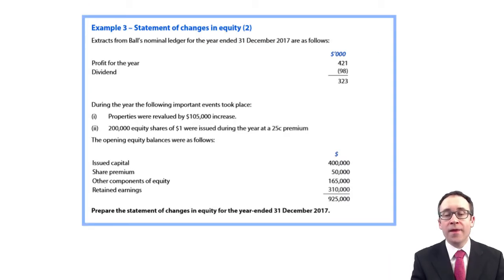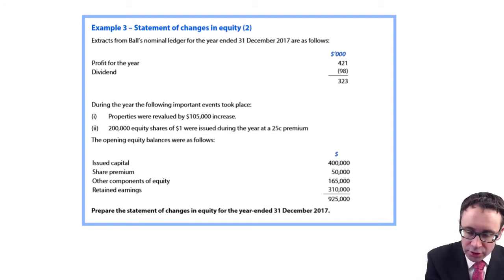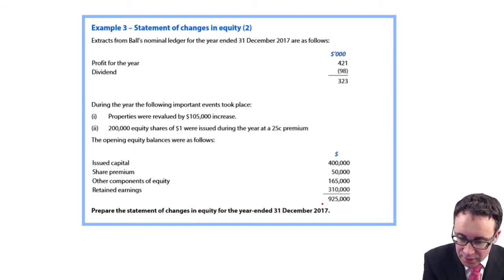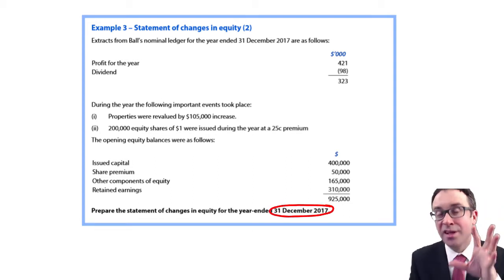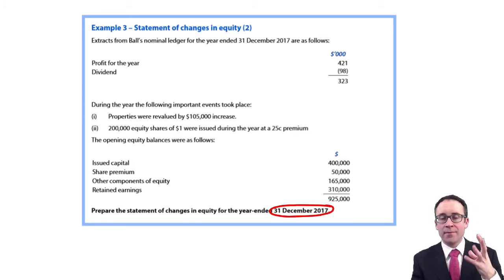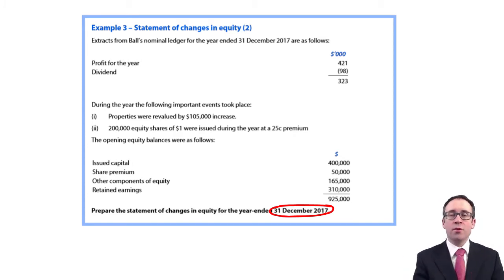Okay, so let's go through and finish everything off with the final example that we have here on the statement of changes in equity, whereby, quite conveniently, it wants us to prepare a statement of changes in equity for the year ended the 31st of December 2017. So it's really important to note the dates, because December 2017 is the end of the year. Therefore, the 1st of January 2017 is the start of the year, and therefore our opening figures.